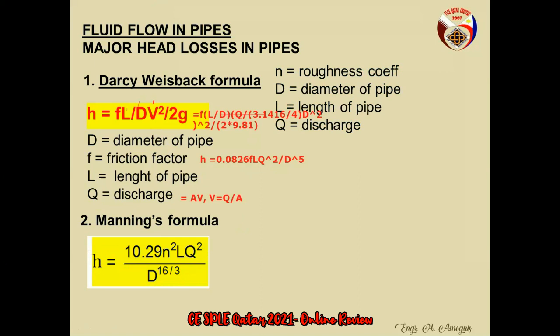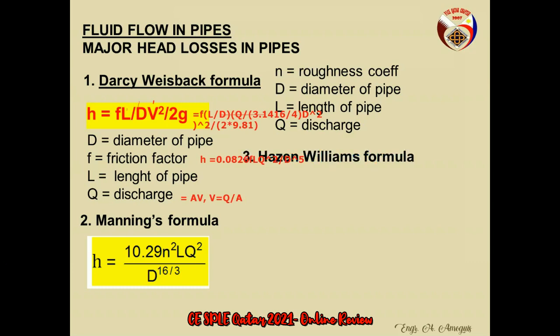As you notice, they're all a function of L. So a function of how long, and then the diameter of the pipe. This is what we call major loss, friction loss in pipe.